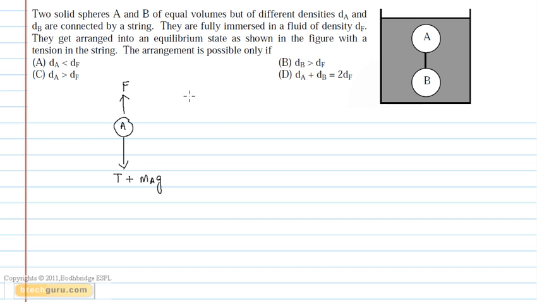Similarly, drawing the free body diagram for sphere B, the forces acting on it are buoyant force and tension force acting vertically upwards, and MBG acting vertically downwards.